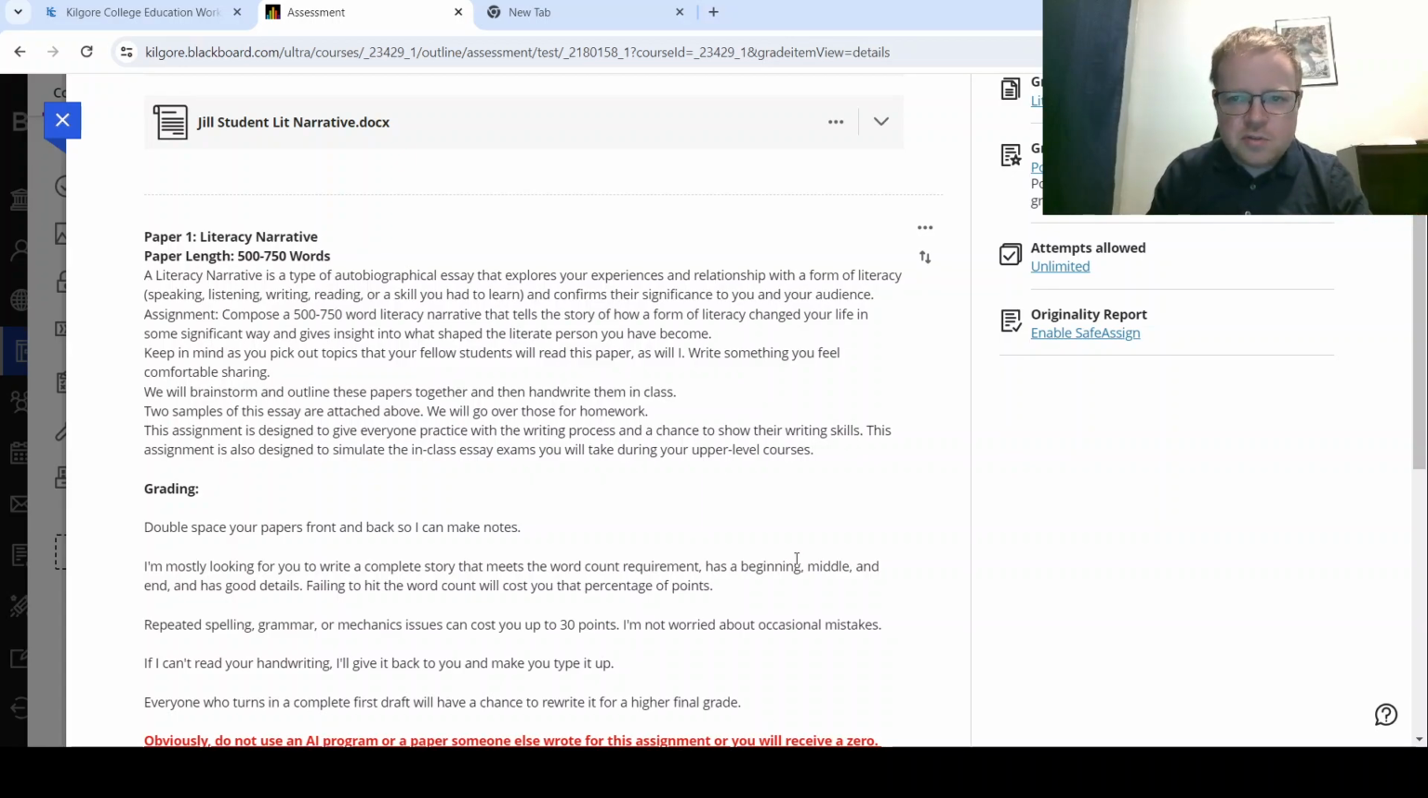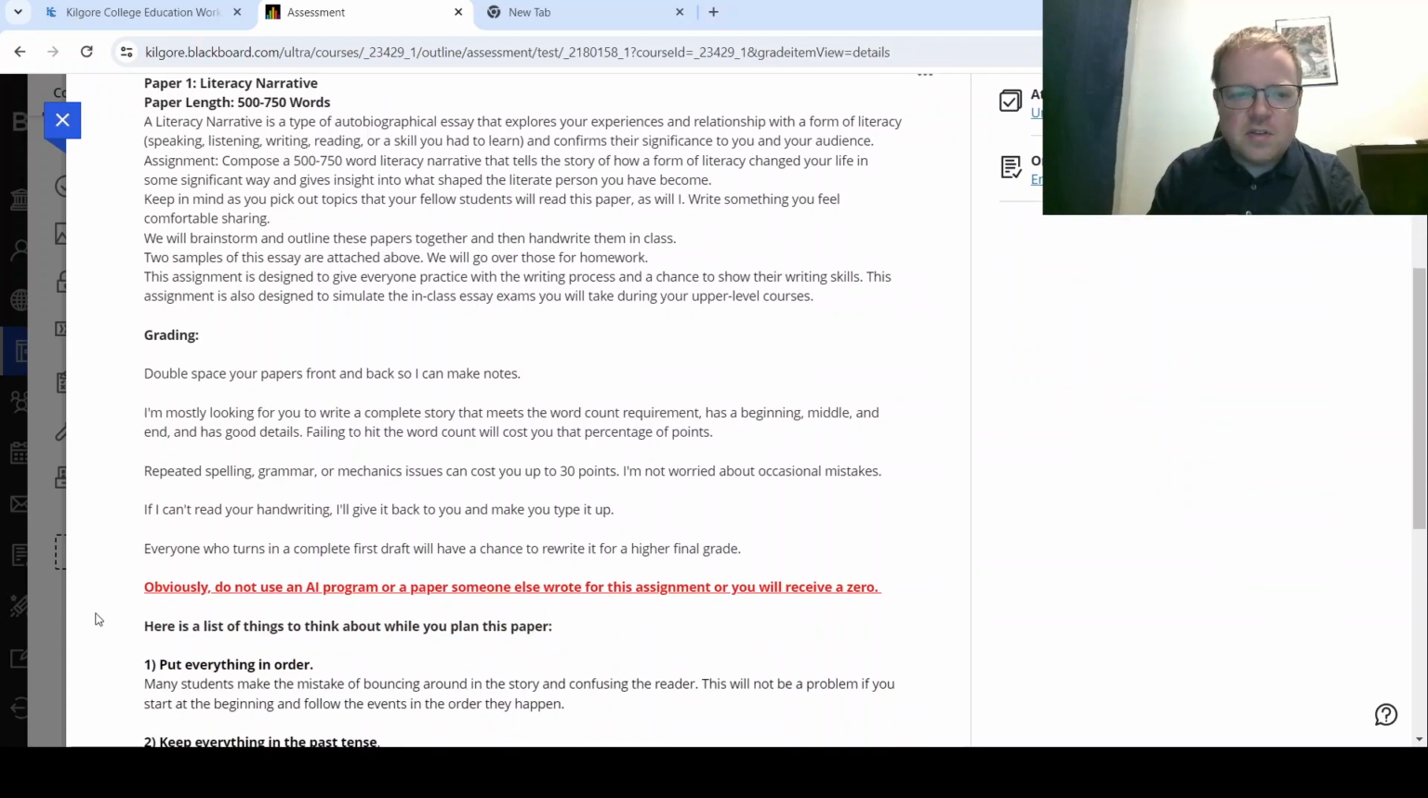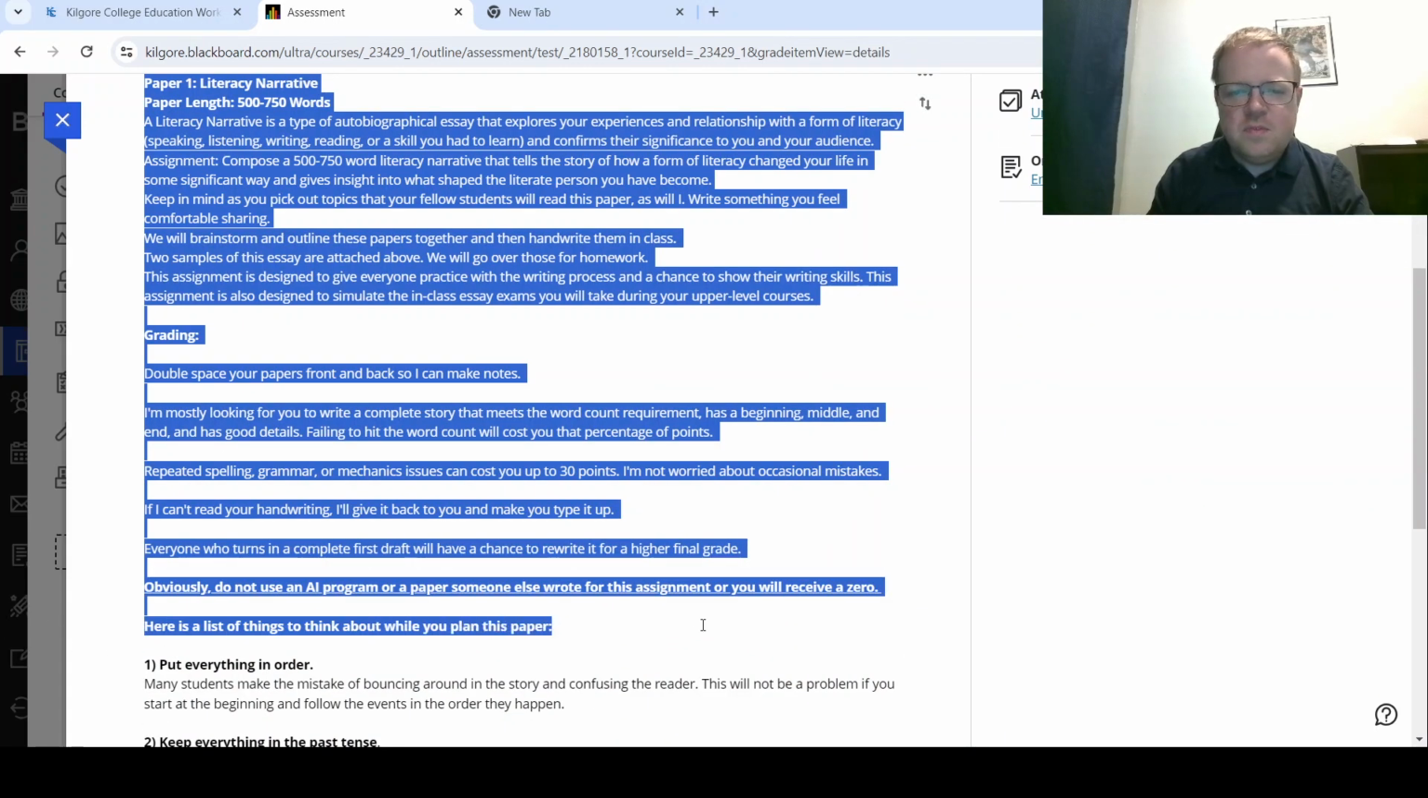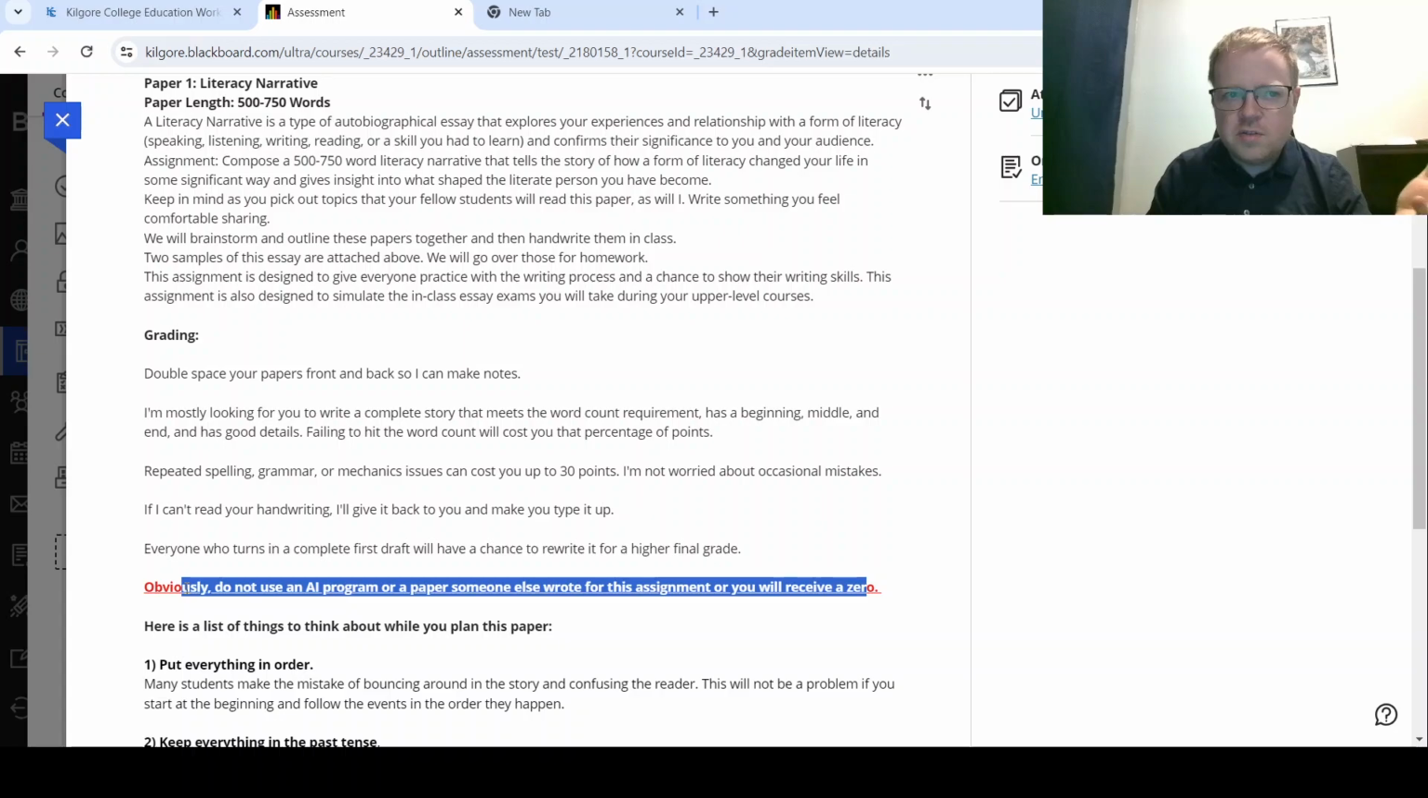Do not try to cheat on this, though. Again, obviously, as it says here, you're writing about yourself. The computer is not going to know anything about you, so it's not going to work either way. So just tell us a story about you. Make sure that it's 500 words. Make sure that you balance it out so that it's not rushed at the end or anything like that.